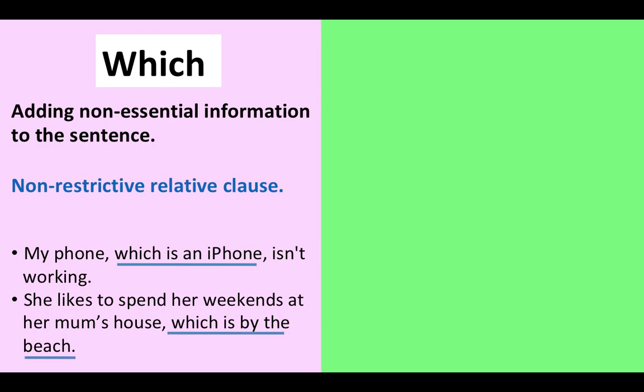It's important to note the punctuation in each sentence. When we use which, we always put a comma at the start and the end of the clause. So it's almost like using brackets when providing extra information. So we're separating the extra non-essential information from the sentence.